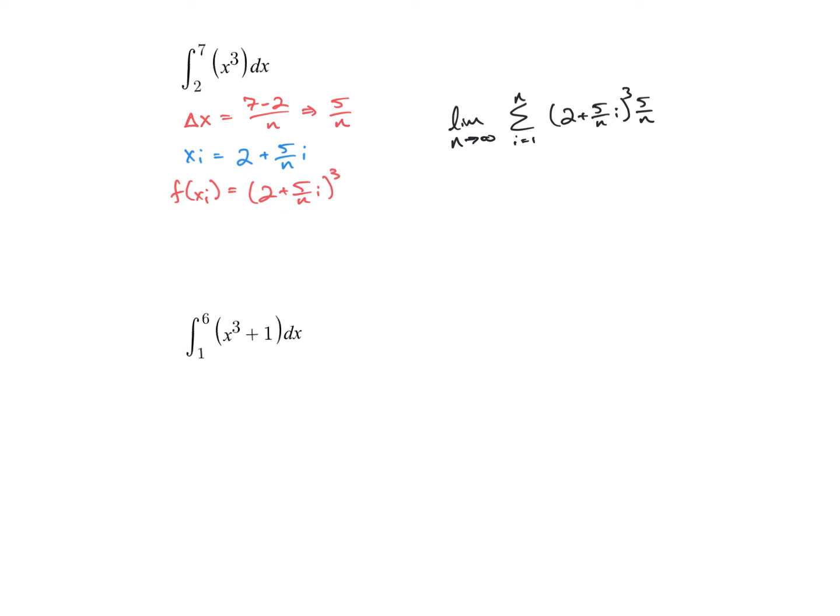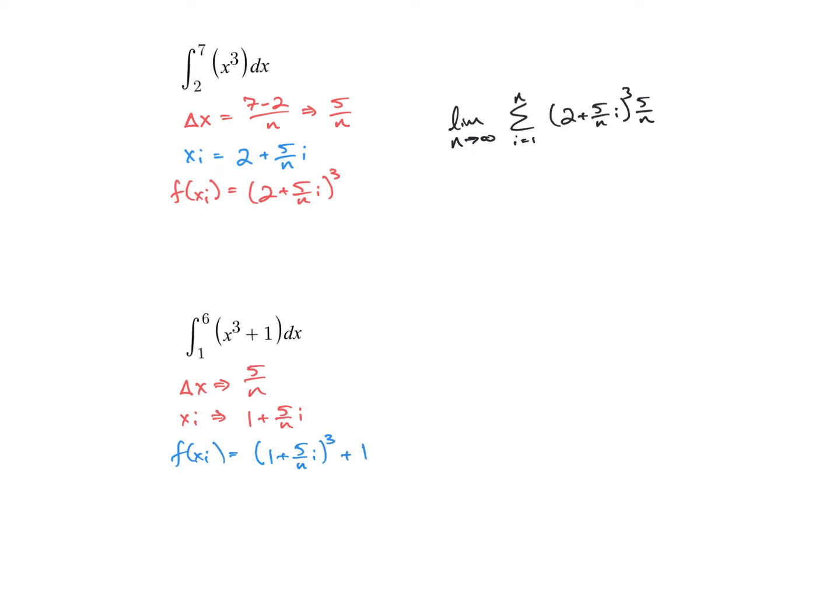So now I have an integral from 1 to 6 of x cubed plus 1. What is my delta x? I don't need you to show all the steps here. What's my delta x? 5 over n. It's 6 minus 1 over n, right? And then what would be my x sub i? Where do I start? 1 plus 5 over n times i. And then my function would end up being the quantity of 1 plus 5 over n times i, quantity cubed, plus 1.